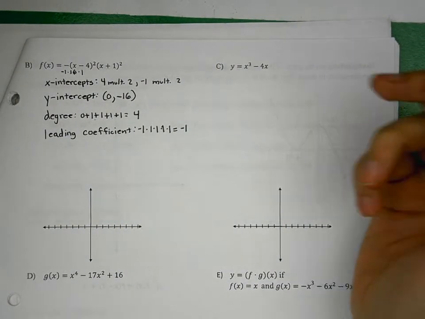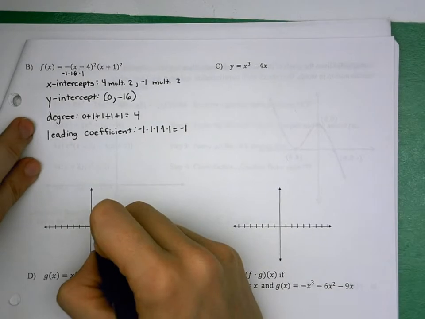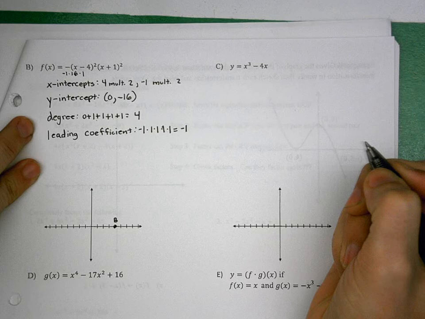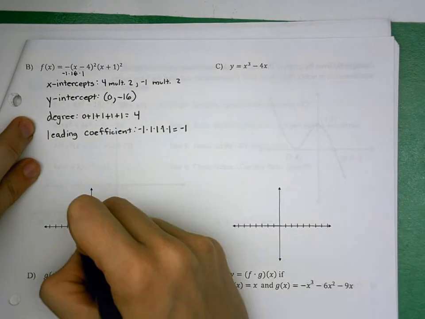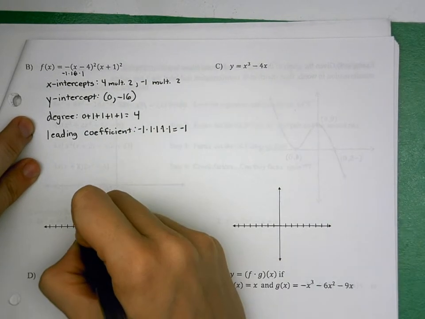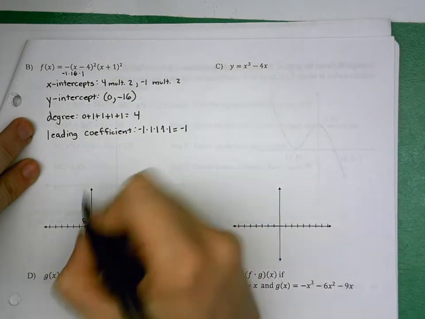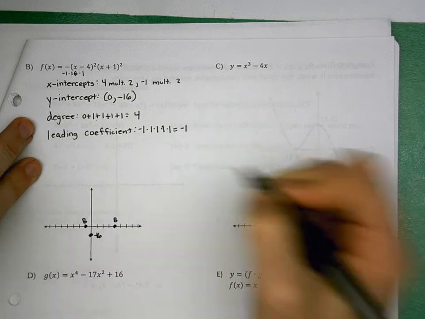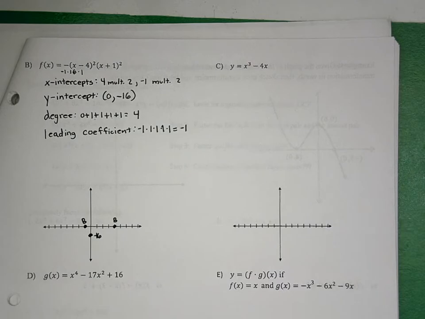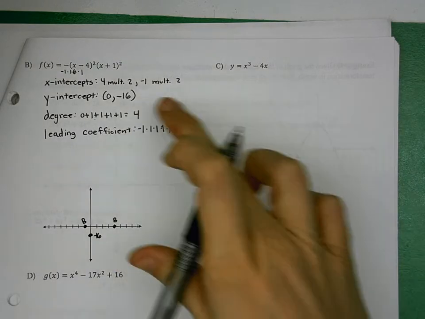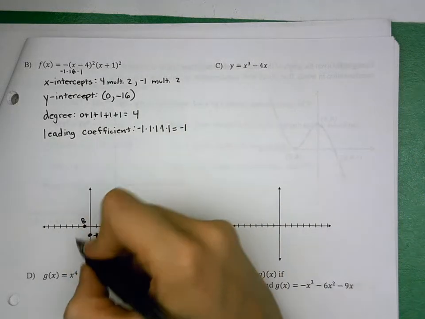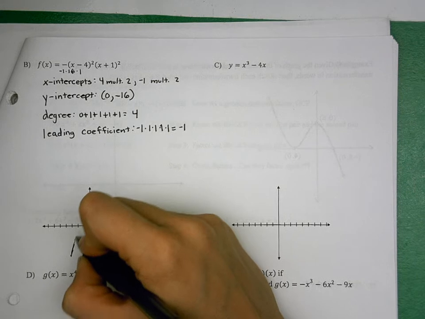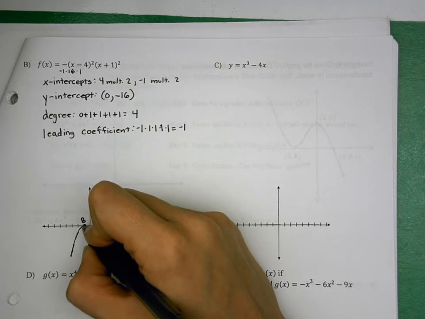Okay, so graphing this, we have an x-intercept at 4, and it has a multiplicity of 2, so it's going to be a bounce. An x-intercept at -1, it has a multiplicity of 2, so it's going to be a bounce. And a y-intercept at -16, which I'm going to put right here. There's my y-intercept of -16. And then even degree, negative leading coefficient, so we're negative infinity on both sides. So I'm going to go ahead and come up here. I'm going to bounce.